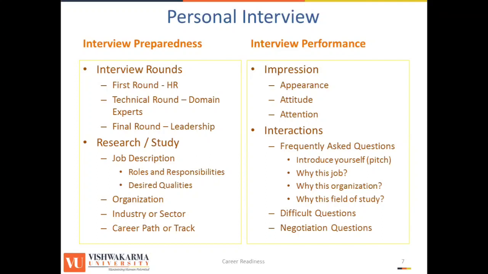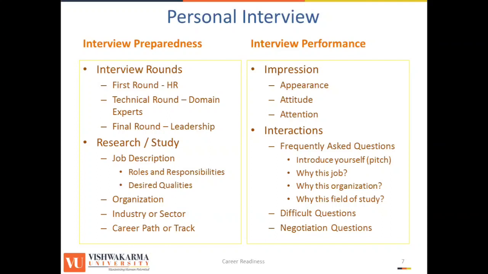Read about the organization, know as much as you can about the industry and sector in general, because that shows your interest in the organization and industry. And it's not just by chance or by luck that you're there for the interview.